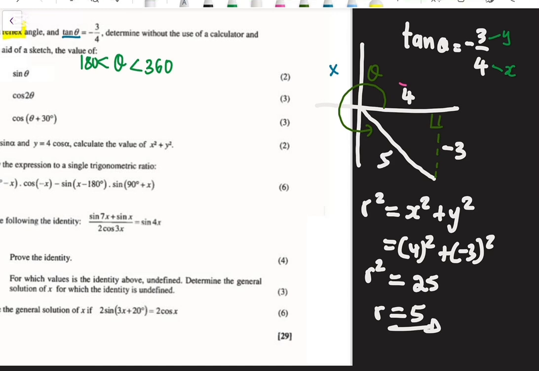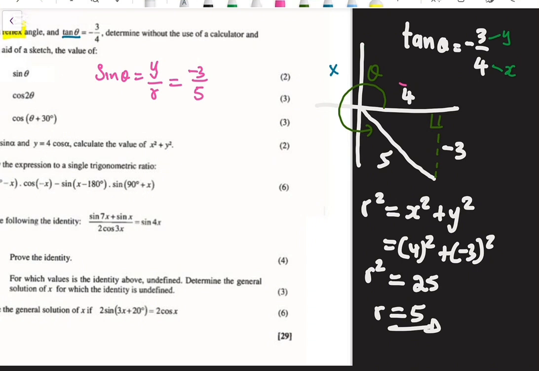Now once you have your x, y, and r, you can now answer any question. So now the first question, we need to calculate the value of sine theta. Now, we know that sine theta definition will be y/r. What is our y? Our y is negative 3. What is our r? Our r is positive 5. So that is number 1.